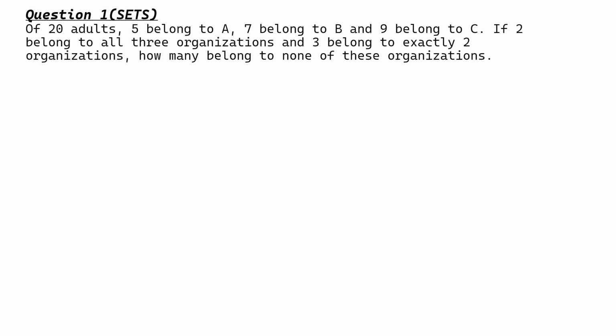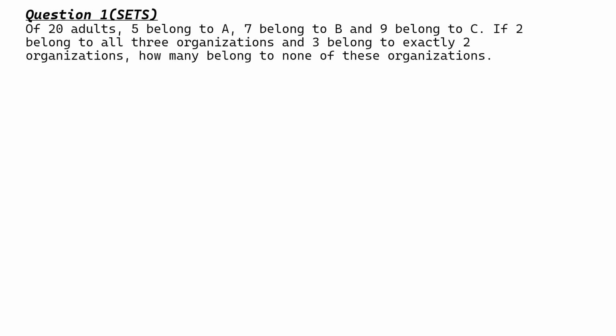So the first question was on sets. And the question reads, of 20 adults, 5 belong to A, 7 belong to B, and 9 belong to C. If 2 belong to all 3 organizations and 3 belong to exactly 2 organizations, how many belong to none of these organizations? How do we solve this question?